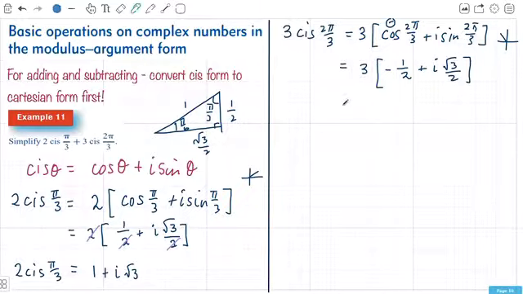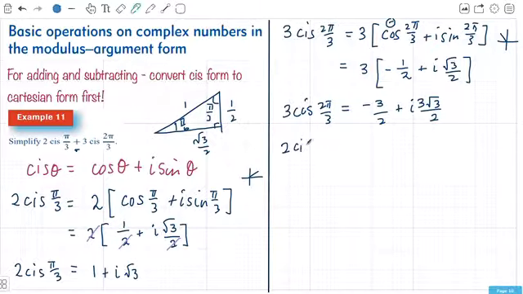This one won't cancel out as nicely, so I'm actually going to end up with a fairly ugly looking 3 root 3 on 2 there. So 3 cis 2 pi on 3 is equal to negative 3 on 2 plus 3 root 3 on 2 i. Okay, so now what I'm going to do is actually combine these and add them, because they're in the form that I can work with now.